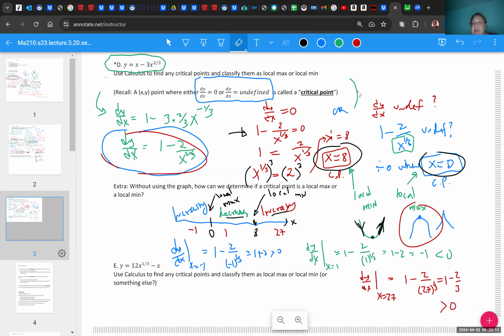I'll name it right now in case you've heard it before. It's called an inflection point. I'll describe what that looks like and how to find it in a moment.